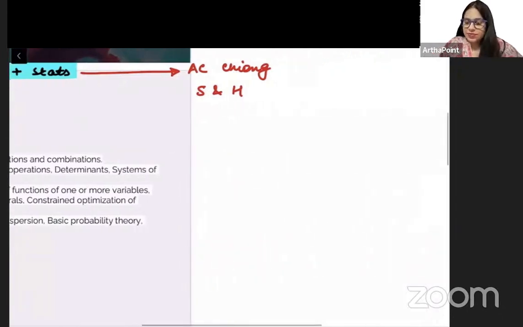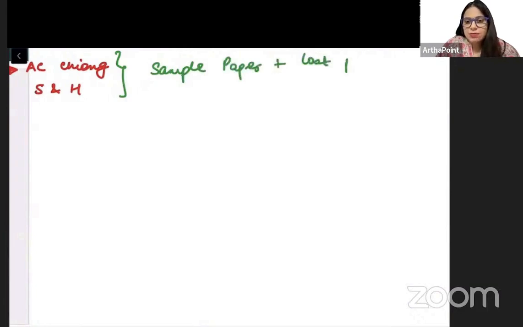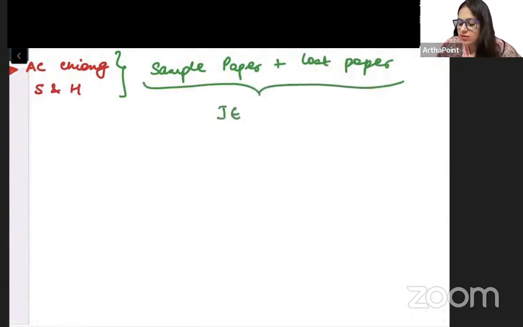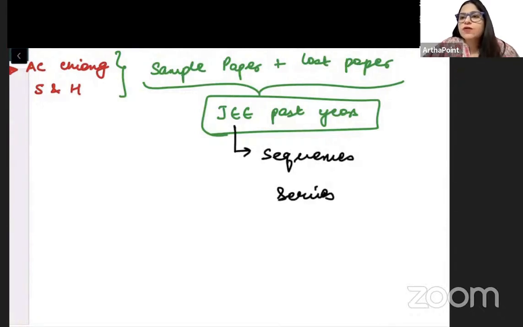But if you look into the sample paper of IIT Kanpur, and the past papers of IIT Kanpur, you will realize that a lot of questions have been asked from JEE past year papers, especially from the maths aspect. And in this maths, especially from sequences and series, you will notice that a lot of questions are class 12th IIT JEE level.